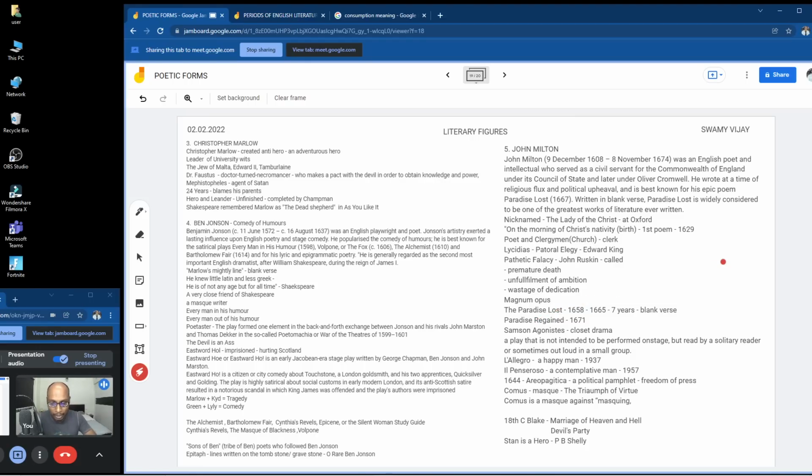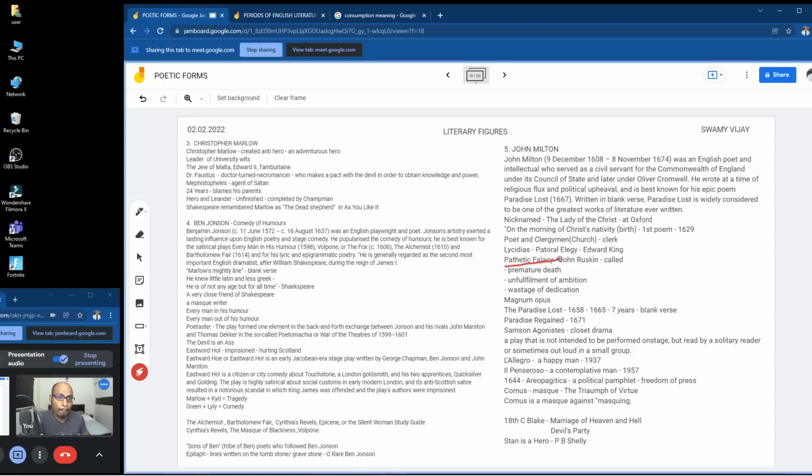That is the reason why he has shown Satan as the protagonist or the hero in Paradise Lost. We'll come to that in a later part, within two or three minutes. He is also a poet and a clergyman. He worked in church as a clerk. And he wrote Lycidas, a pastoral elegy, to commemorate the death of Edward King. Who is this Edward King? He is a friend of John Milton.